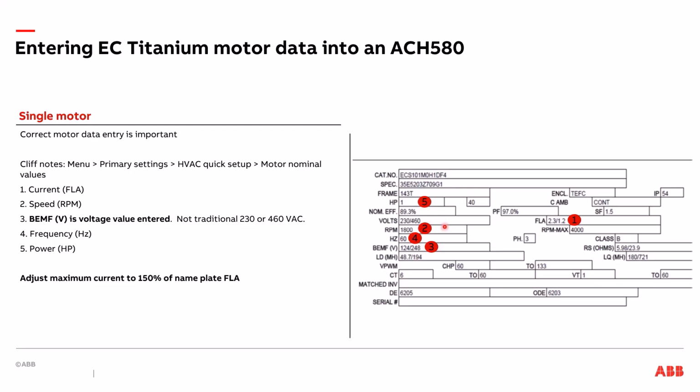At item number 4, we'll enter in the hertz, which is just 60 hertz in this case, regardless of the voltage class you have. And the horsepower is 1 horsepower in this example. Now, after entering the motor nameplate values, we recommend adjusting the max current setting in the VFD, which you'll be prompted to do, which is going to be a value of 150% or 1.5 times the nameplate FLA that you're entering into the VFD. This is a best practice to help protect the motor with magnets in it, like the EC titanium motor has.